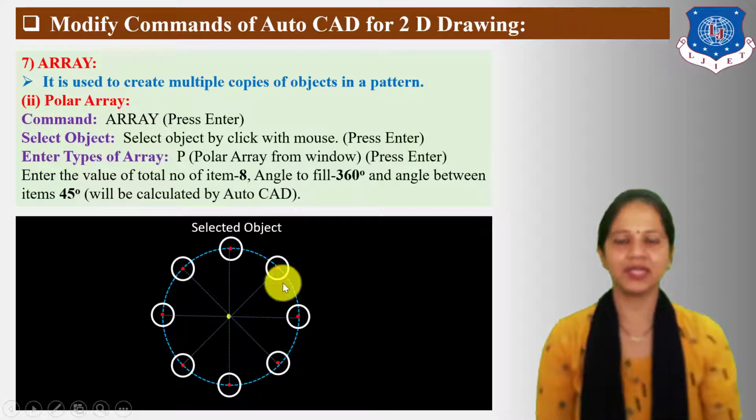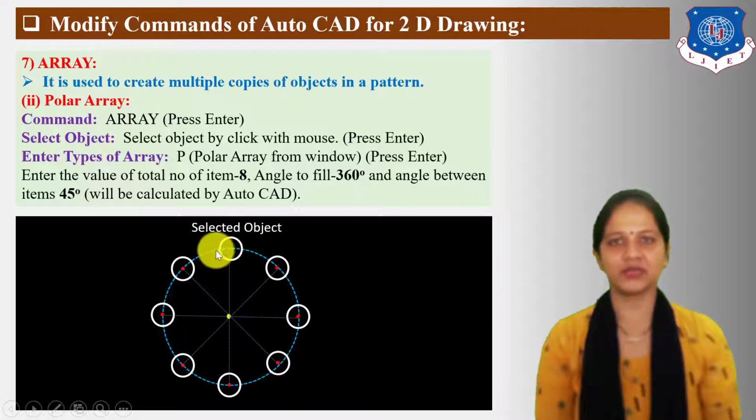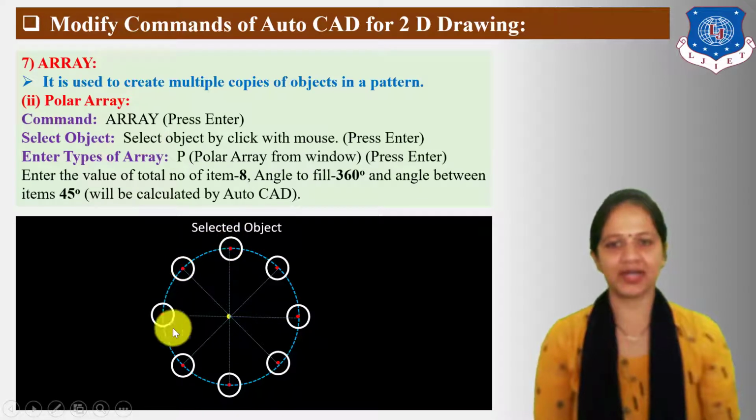Here you can see this is our selected object. After applying polar array, the selected object's copies are arranged in a circular pattern. Here I have taken a total of 8 items, a 360-degree angle, and the angle between two items is 45 degrees. So here you can see each item arranged in a circular pattern, and the angle between two items is 45 degrees.